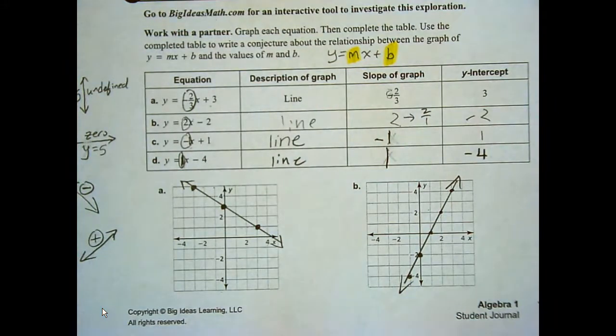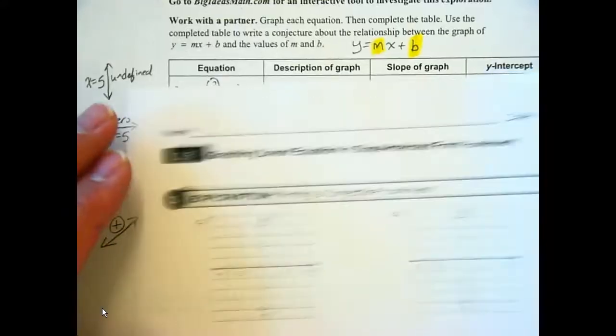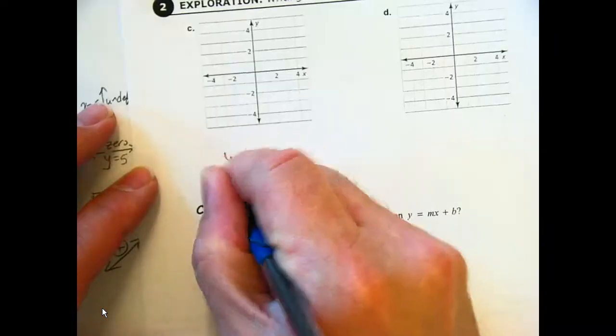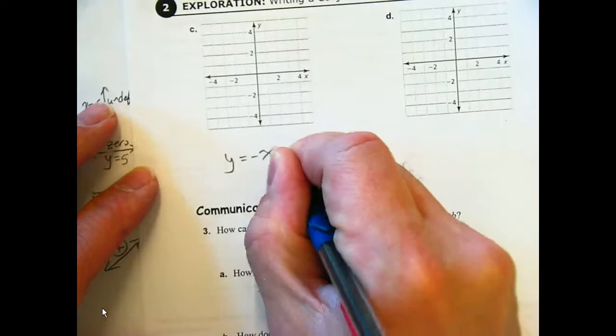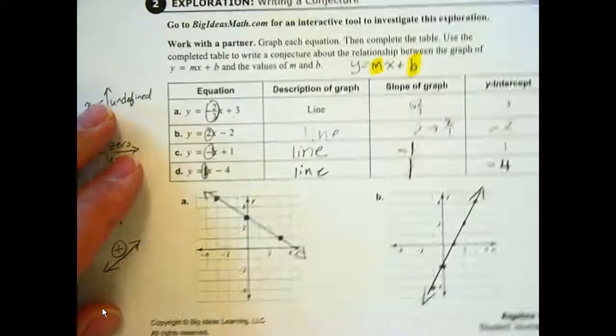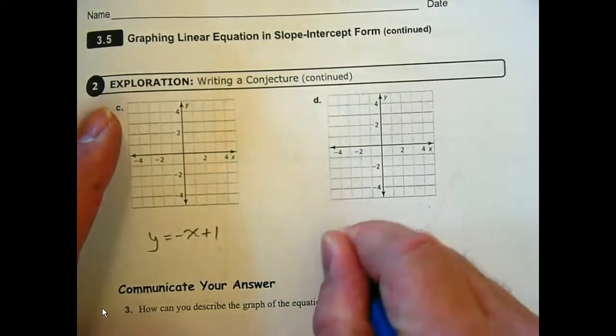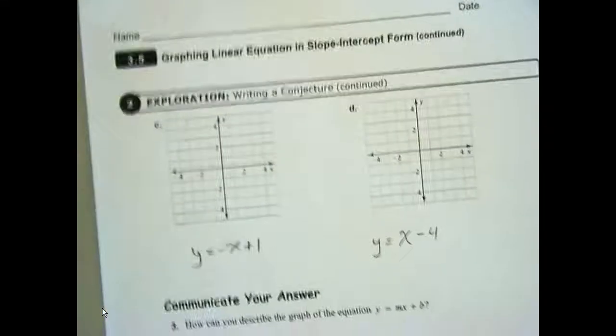Go ahead and turn your page. You have two more grids. Above or below this grid, letter C, we're going to graph negative x plus 1. And letter D is x minus 4. Give it a go, graph them.